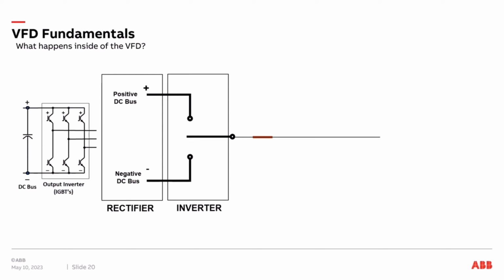So let's look at one phase. We have a positive DC bus. When the high-speed switch turns on, the voltage applied to the output of the drive on that phase goes to full DC bus voltage. When the switch turns off, we go back to zero. When the switch turns on to the negative side, we get a negative voltage. When the switch turns off, we're back to zero. Now this wouldn't be much help by itself, but let's talk about what pulse width modulation is.